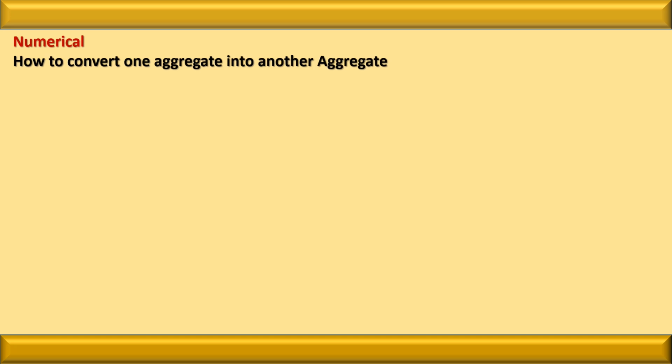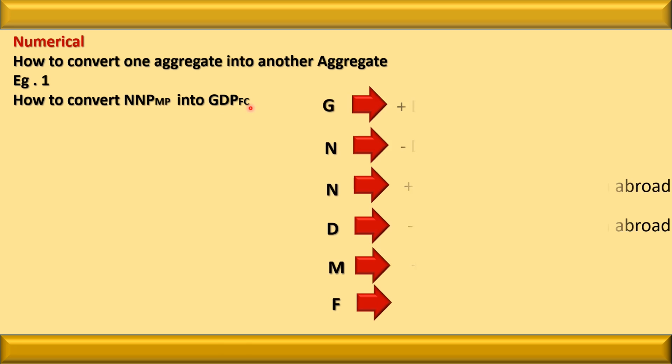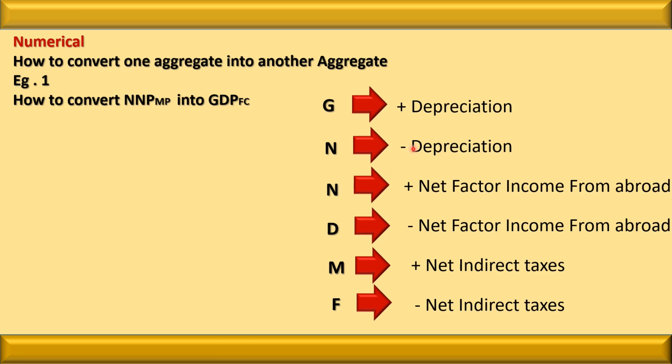What we have to do under it? We have to convert one aggregate into another aggregate. Take the example. Suppose we have to convert NNP MP into GDP FC. We have to use this concept, Germany ne nahi di mujhe Ferrari. Plus minus, plus minus, plus minus. First pair depreciation, second pair NFIA. NFIA stands for net factor income from abroad. Third pair NIT. What it means? Net indirect taxes. Let us see how to convert it.